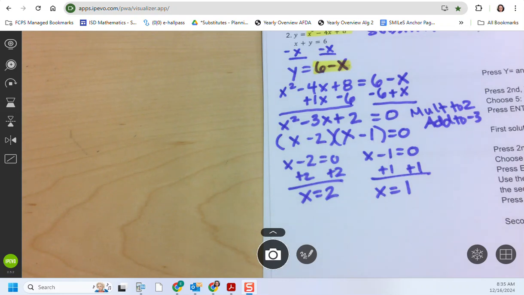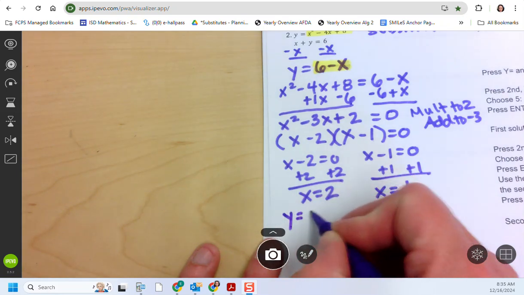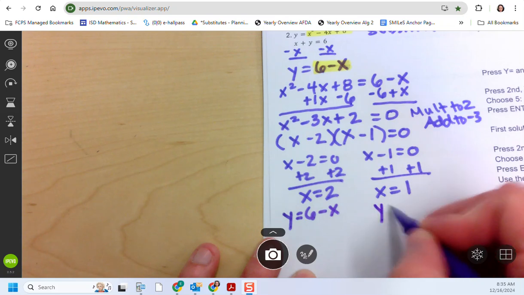Okay, so here's my equation for y, this one right here. You could have chosen either one, but that's easier. Substitute your x back in, so y equals 6 minus 2, which is 4. And so then I get the point, x is 2, y is 4.